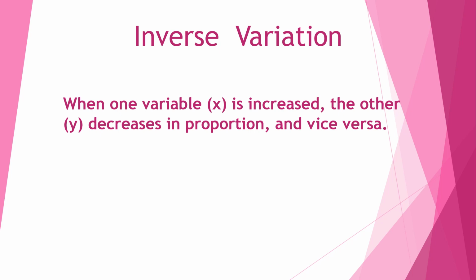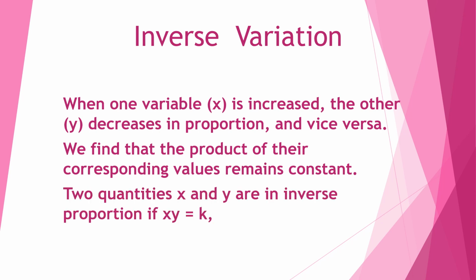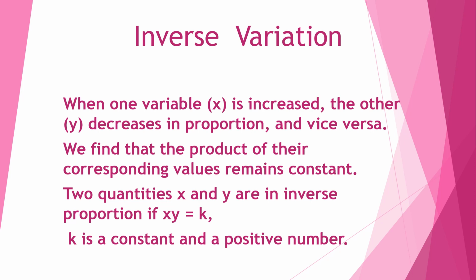When one variable x is increased, the other variable y decreases in proportion and vice versa. We find that the product of their corresponding values remains constant. Two quantities x and y are in inverse proportion if x y is equal to k. Here k is a constant and it is a positive number.